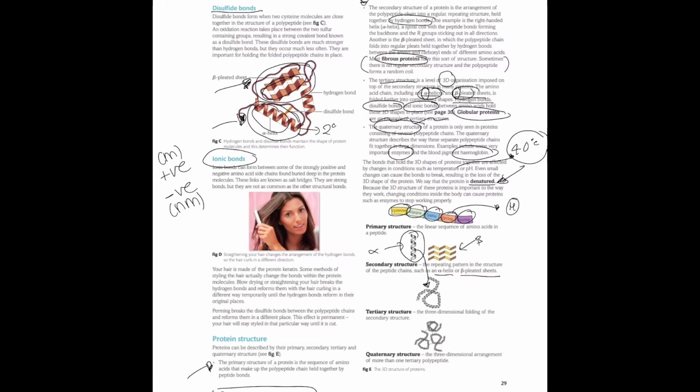Now the quaternary structure, this is a three-dimensional arrangement of more than one tertiary polypeptide. So you can see here's 1, 2, 3. So 3 have come together, and we can see the bonds here that are holding them all together.